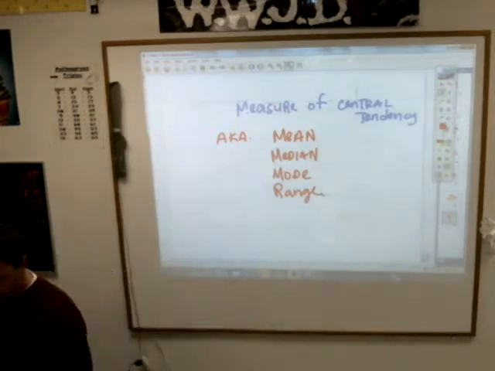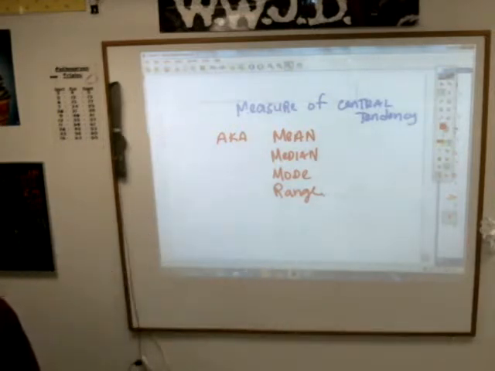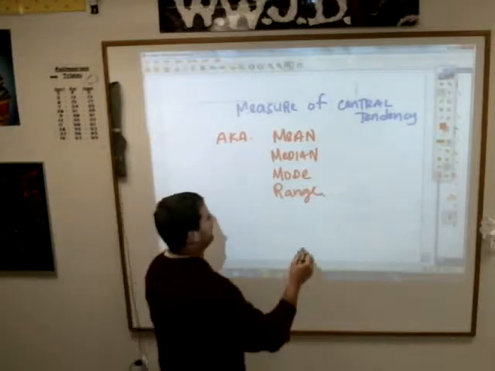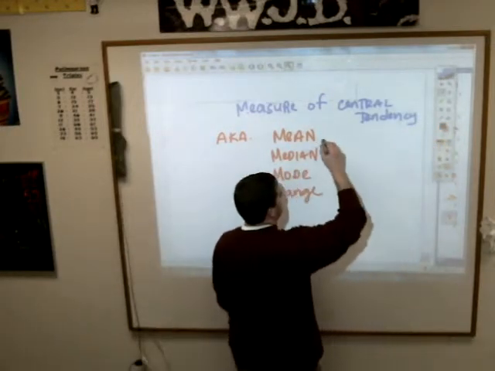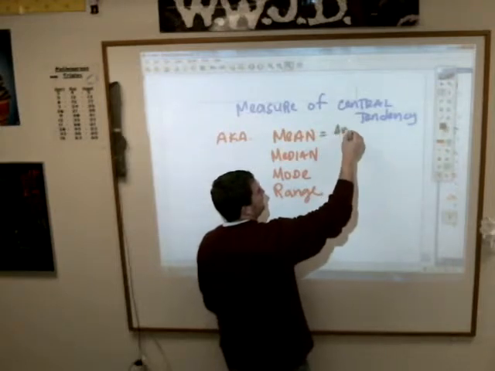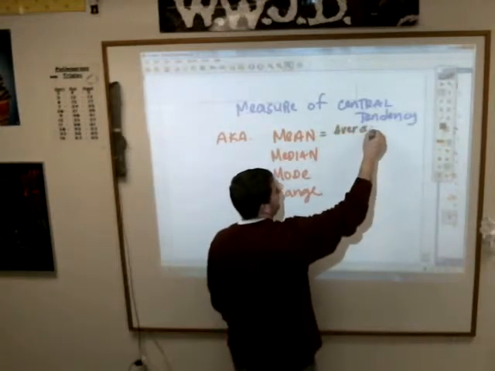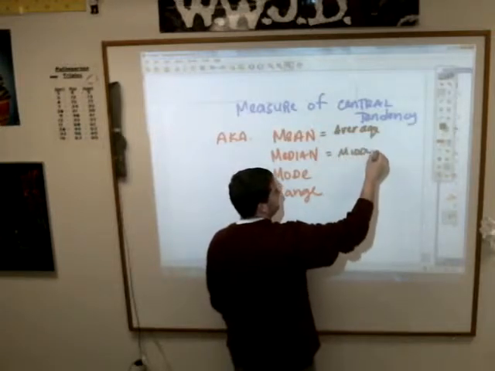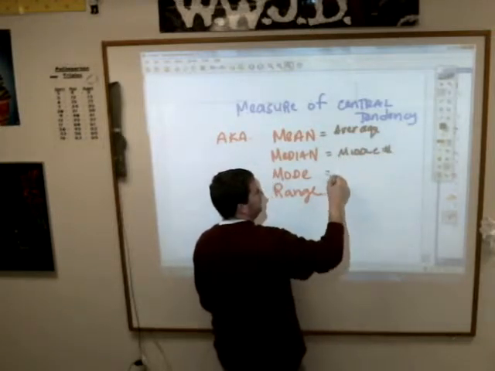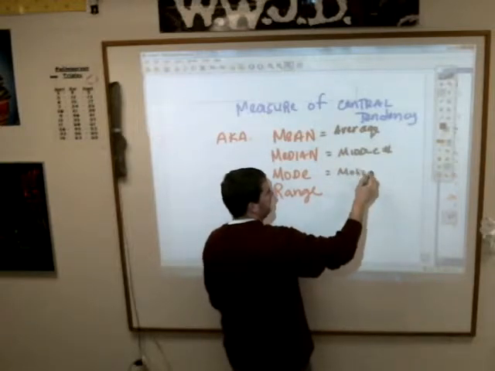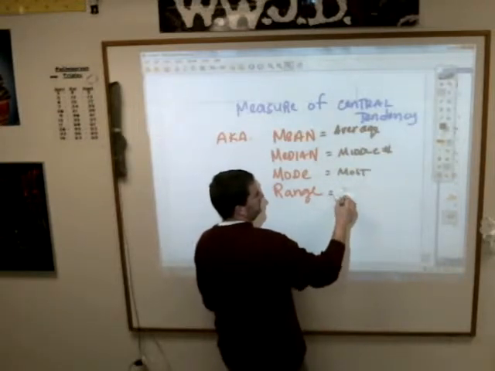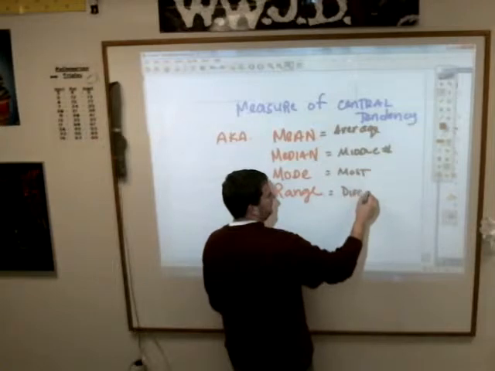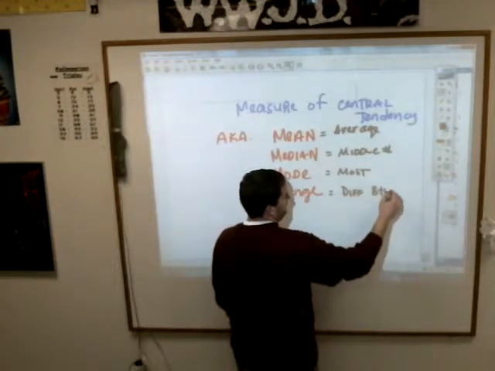Let's just do a quick little thing here. You've already got this, but let's make sure you have here what this is. Mean is the same as average. The median is the middle number. The mode is the number that happens the most. And the range is the difference between the smallest and the biggest.